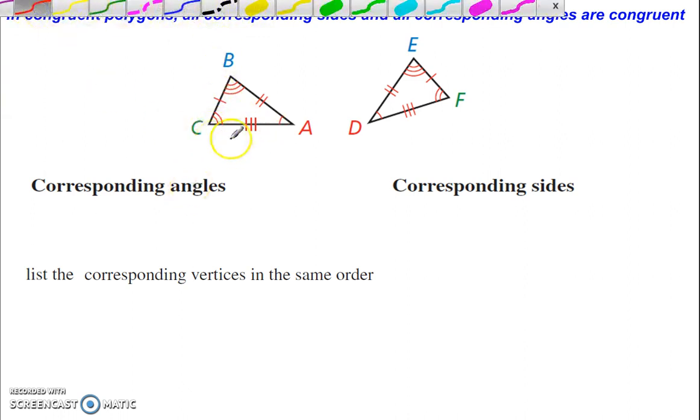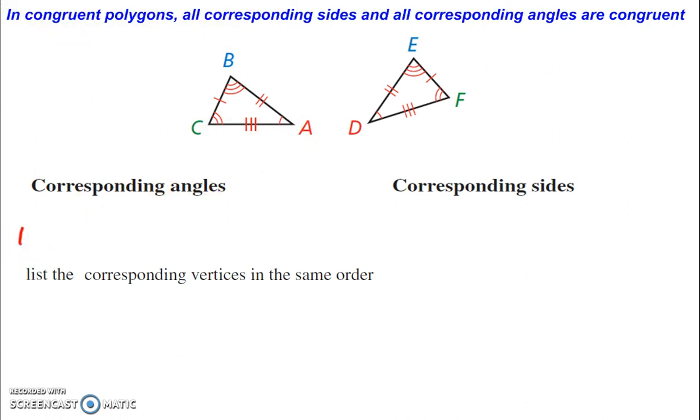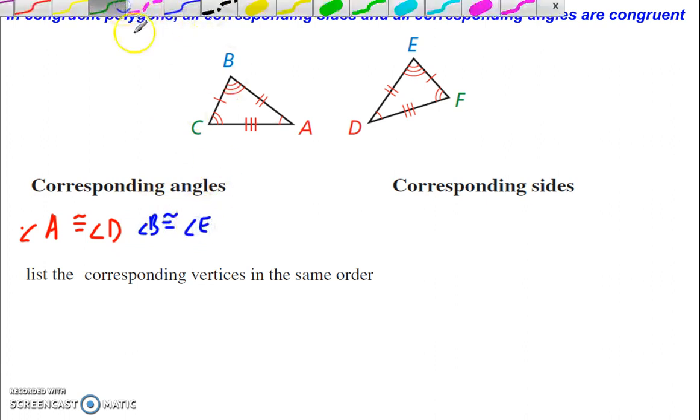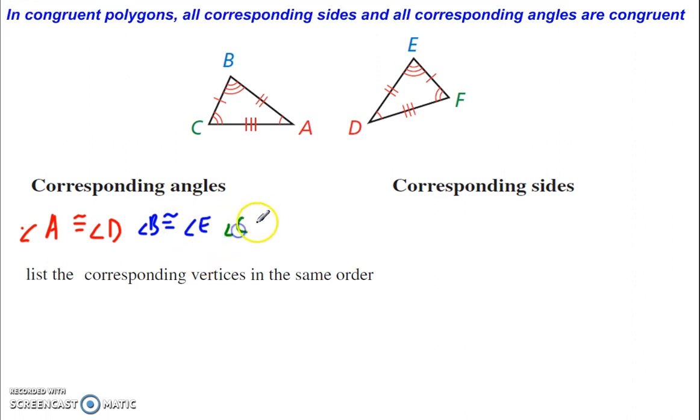I'll color code these. Let's do angle A. Angle A corresponds and is congruent to angle D. Angle B is congruent to angle E. And angle C is congruent to angle F.